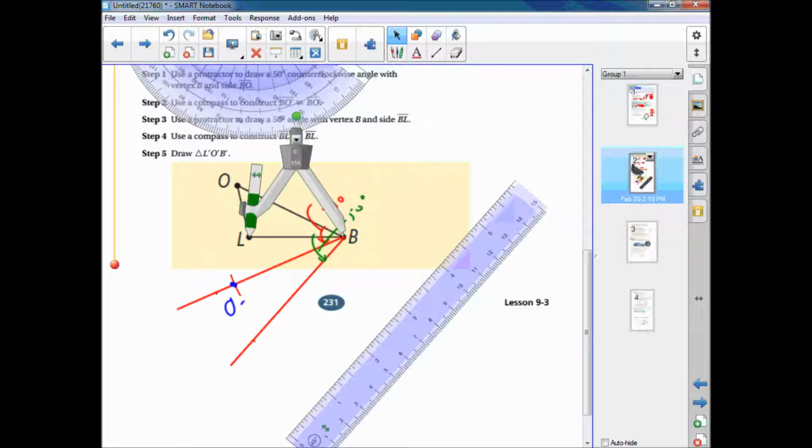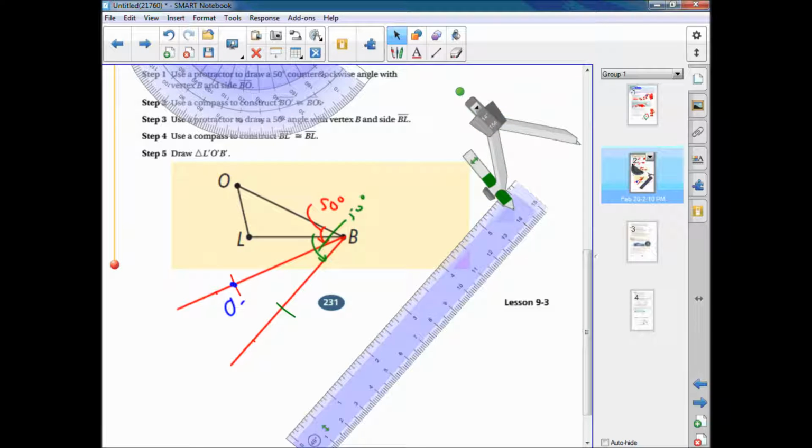Okay, so we'll rotate it around here, and then we'll draw in where L prime's going to be. So now we're done with this guy, and here is L prime. All right, so at this point we can connect them and make our triangle. So it looks something like this.